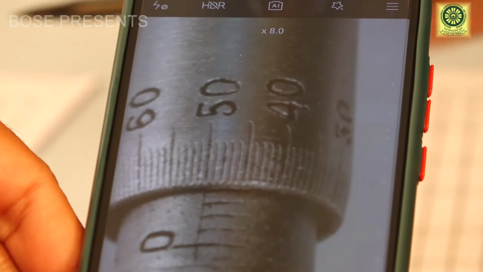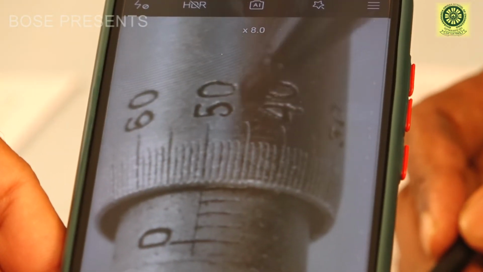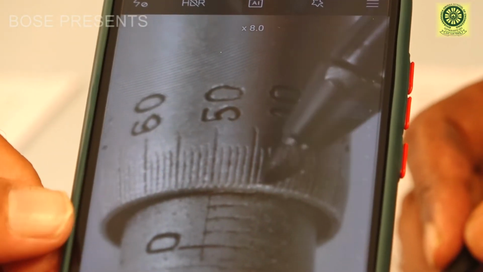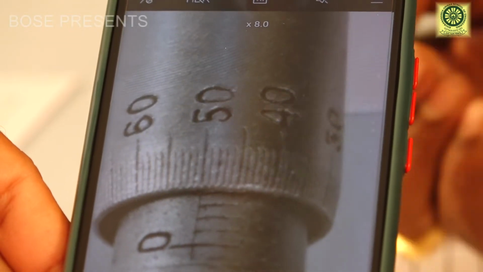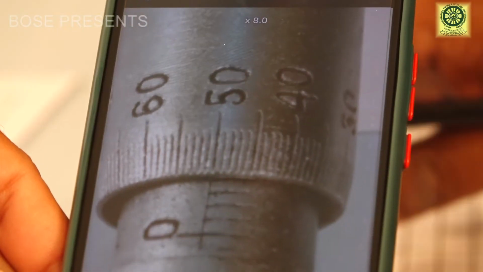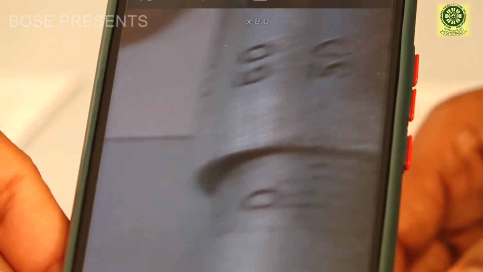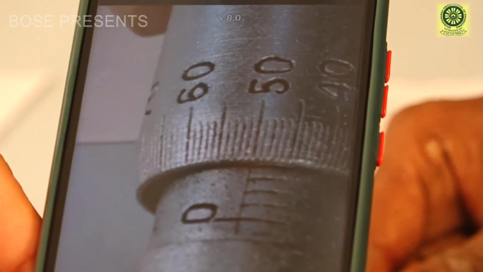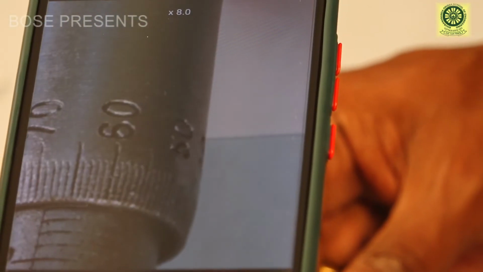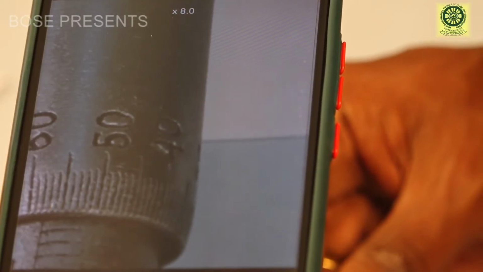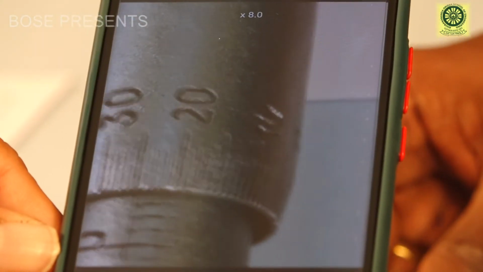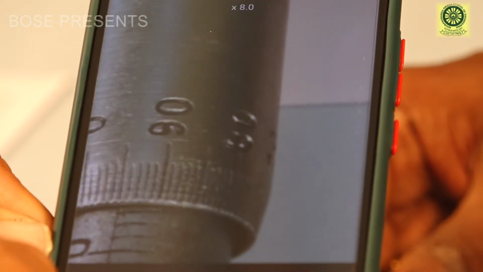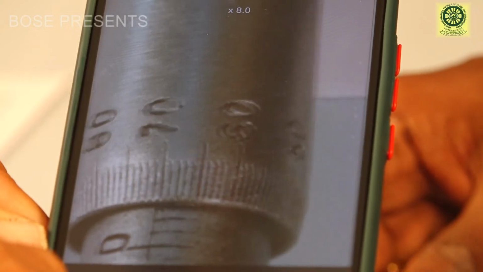The 50th division on the circular scale lies at the pitch scale line, that is, the initial circular scale coincidence is found to be 50. Remove the wire from the studs, again mark 50, and rotate the circular scale till the two studs are in contact with each other.